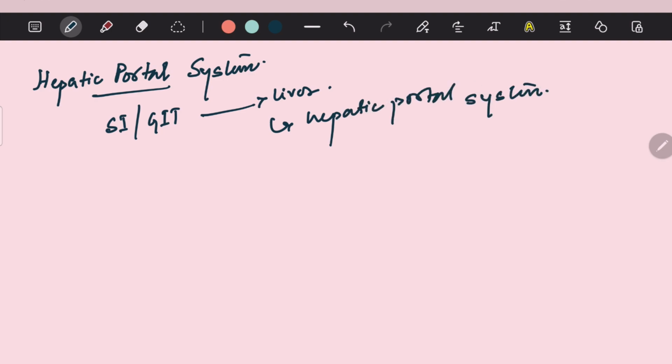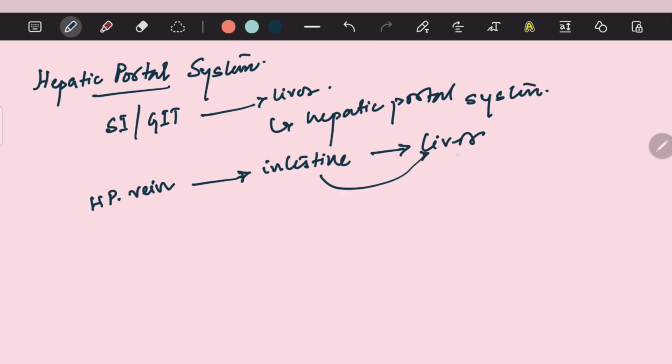So what happens is this: the hepatic portal vein carries blood from the intestine to the liver before it is delivered to the rest of the systemic circulation. So the hepatic portal vein carries the blood from the intestine to the liver, and from the liver then it enters into the systemic circulation. Okay, so this is a special kind of portal system, a special kind of circulatory system, present in the body apart from the rest of the circulatory system.